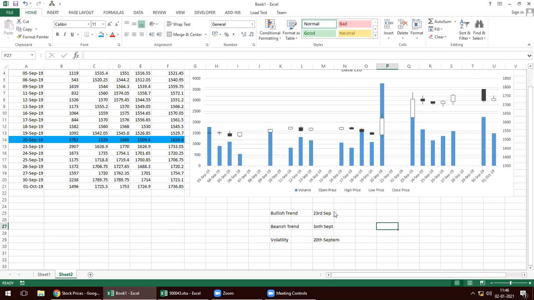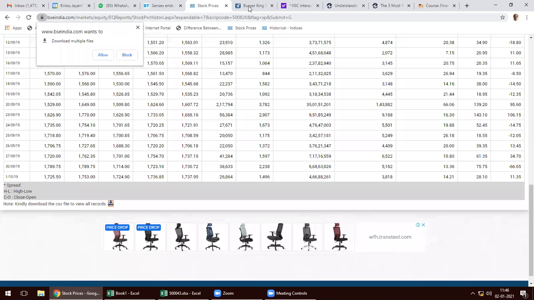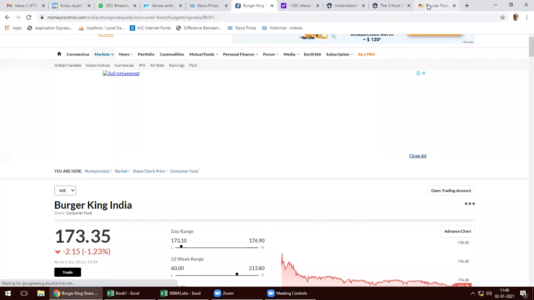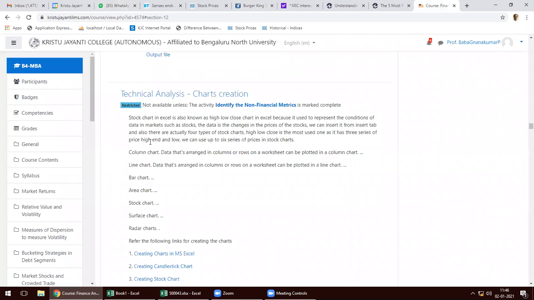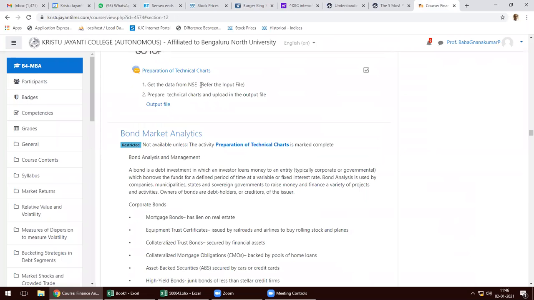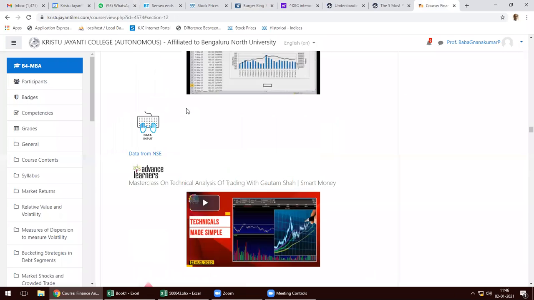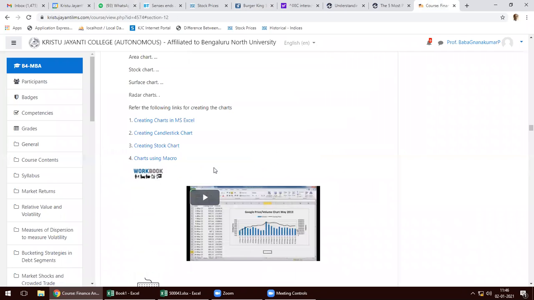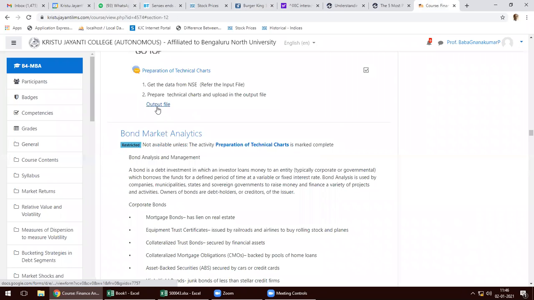But in case of the stock market, when there will be a bullish trend, when there will be a bearish trend. Okay. So what you have to do, save this Excel sheet in your name and you have to upload it here. Okay. Technical chart. Now here I have mentioned the NSE. Go to this exercise, technical analysis charts creation. Upload the file here in your LMS. This is your LMS. In this LMS, upload it here.